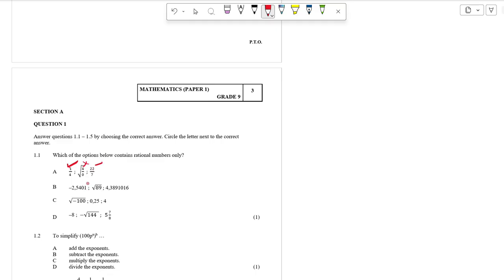This one can be written as a fraction. You check using your calculator. Just press your calculator and see if, when you press the equal sign, the number can be written as a fraction. This one cannot be written as a fraction. And you check another, the root of 89. You can tell that the root of 89 can be written as a fraction, and then the other one.